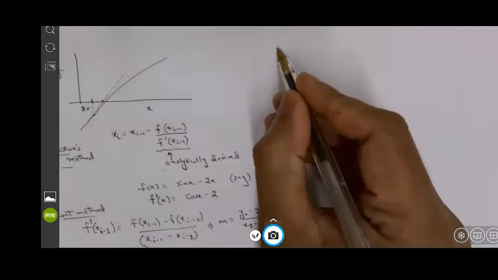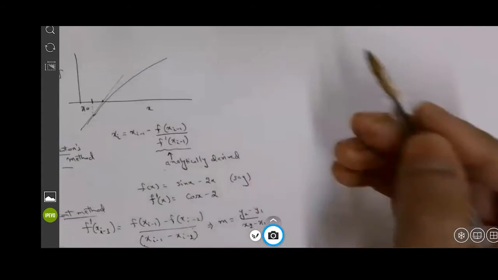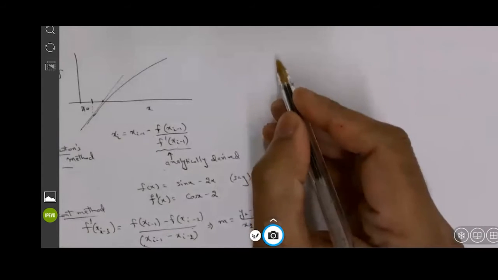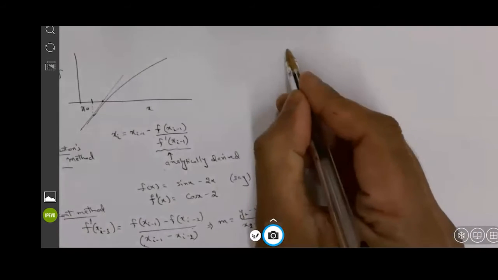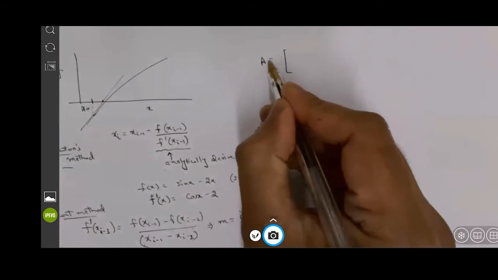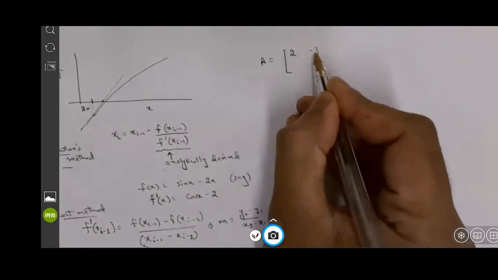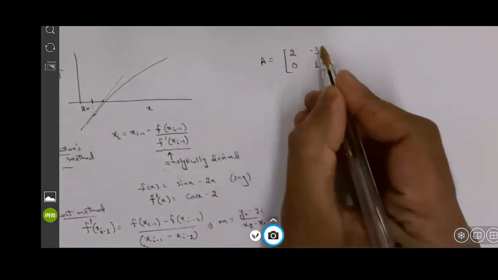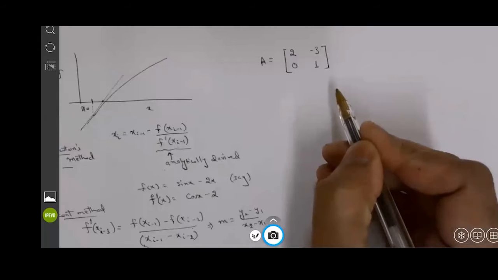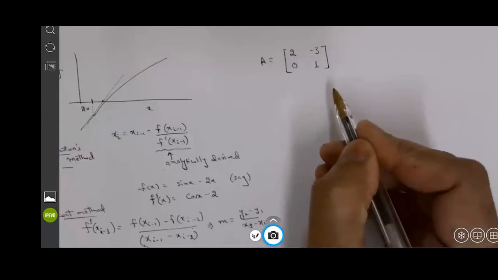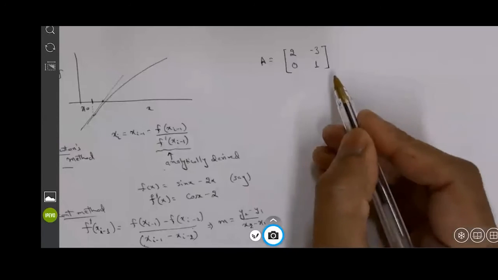So for example, I'm just revising or reiterating some of the concepts there. So let's say I have a matrix A, which is 2, minus 3, 0, 1. So how can you find the determinant of that? Just 2. You know how to do that, right?